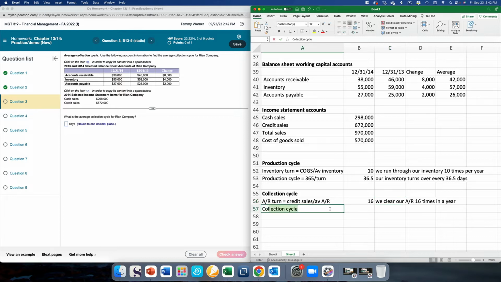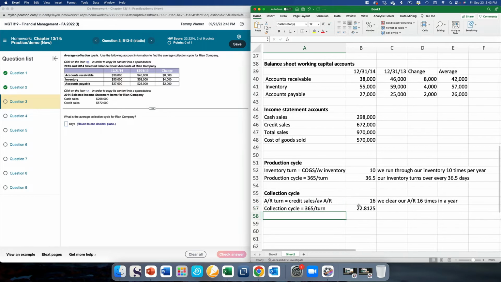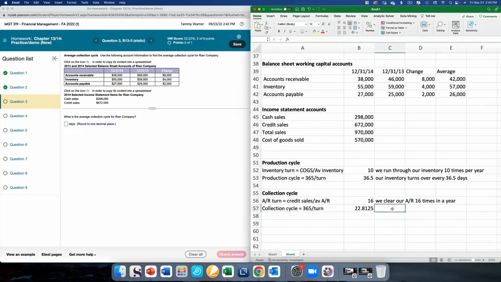So then our collection cycle is 365 over the turn. All right, so 365 divided by that 16. So our customers, on average, pay us within 22.81 days.